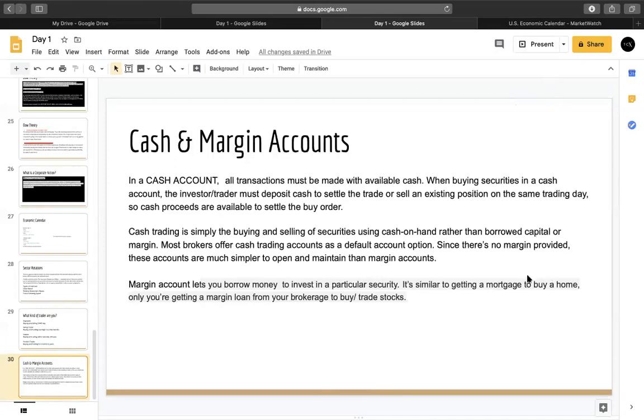When buying securities in a cash account, the investor or trader must deposit cash to settle the trade or sell an existing position on the same trading day. So cash proceeds are available to settle the buy order.